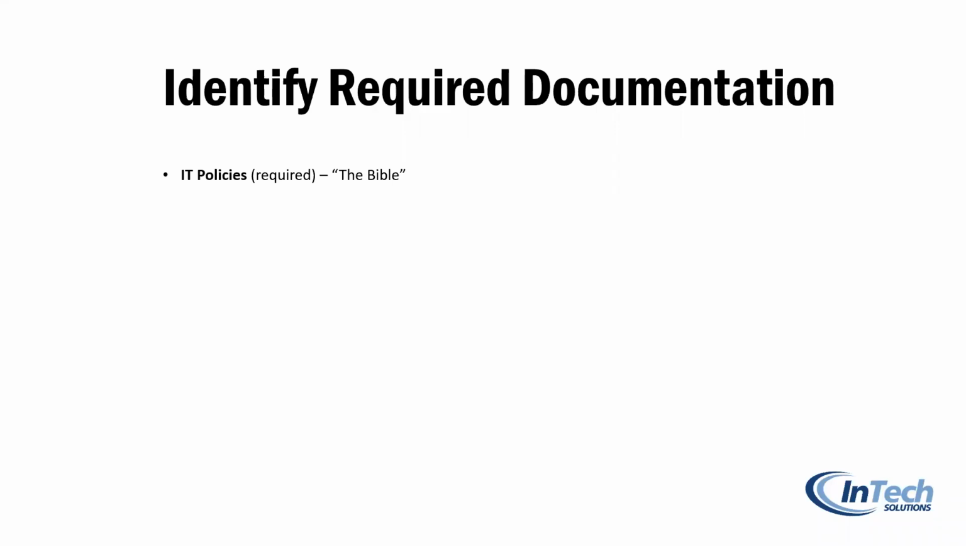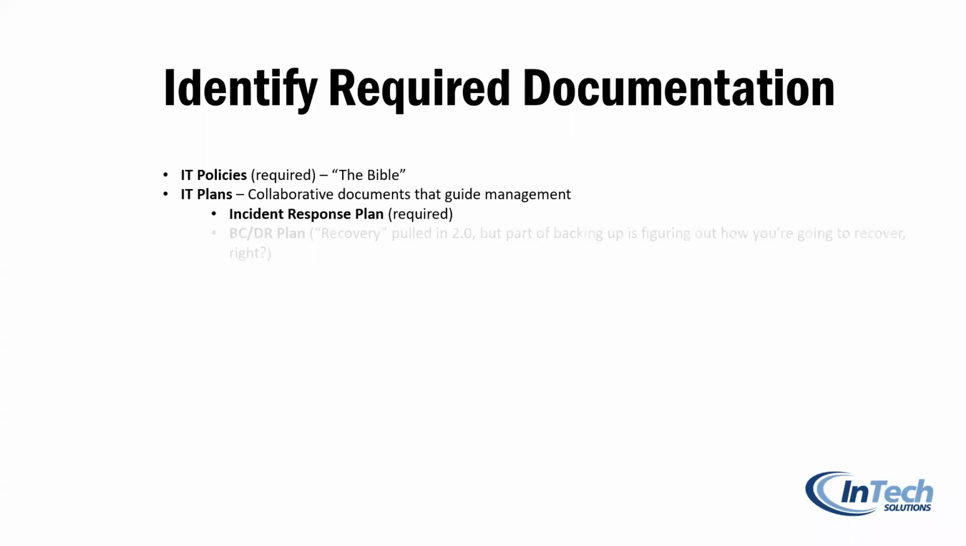And then identify the documentation that's required. You need to come up with some IT policies that are required. If you read the practices, it says specifically there, you must have a policy for, a policy for, a policy for, and then that becomes your Bible. Plans that you need to have in place. There's a collaborative document that guides the management of the program. Things like an incident response plan, that's required. A business continuity or disaster recovery plan.